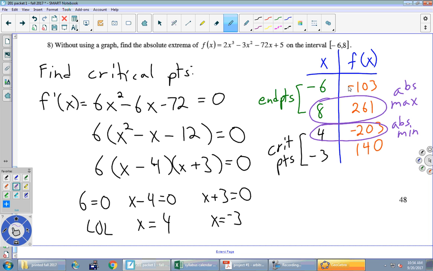Okay. So just to summarize, absolute extrema on a closed interval. This problem you're going to see again and again. This is always the process. Take your endpoints and your critical points and plug them into the original function. Pick your highest and lowest values and call it done. Questions?